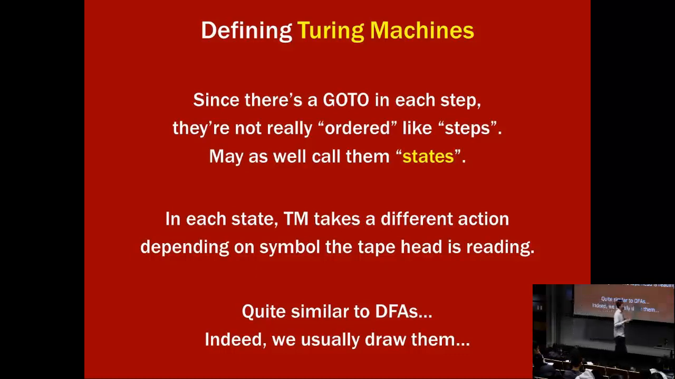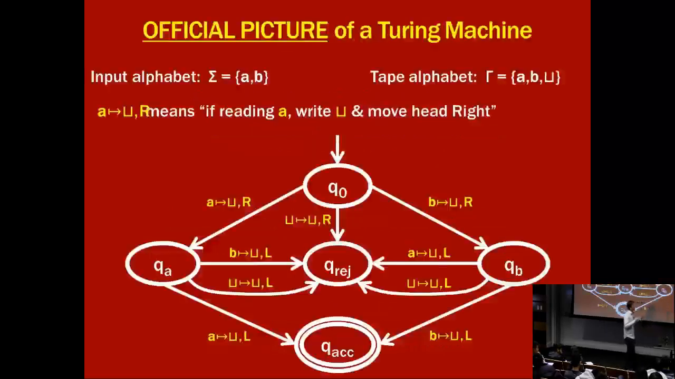And in general, we generally draw Turing machines like DFAs. So here is an official picture now. Finally, we get to the official definitions of a Turing machine. Okay, so it looks kind of crazy. In this example, the input alphabet is A and B, so it's trying to decide things about strings of A's and B's. And the tape alphabet is just going to be A, B, and blank.